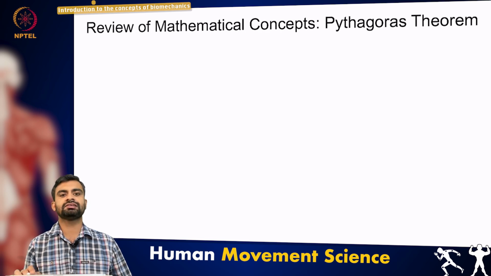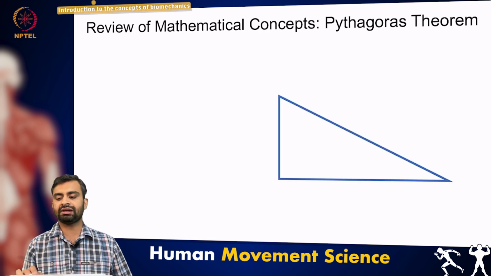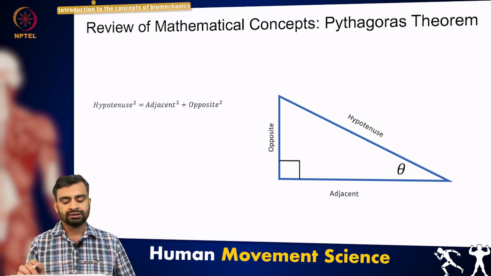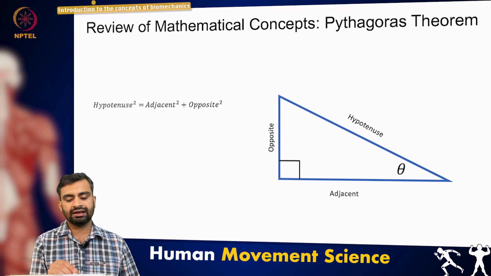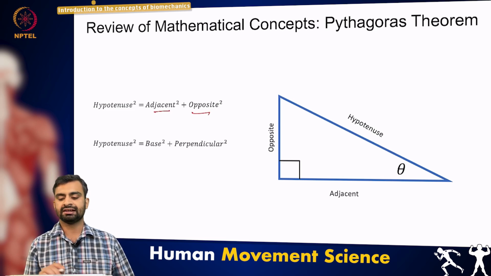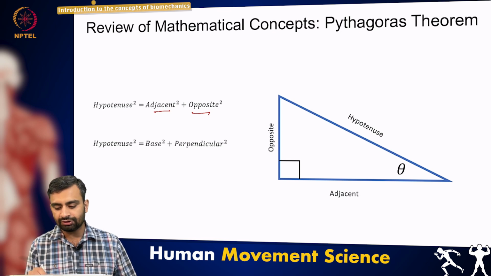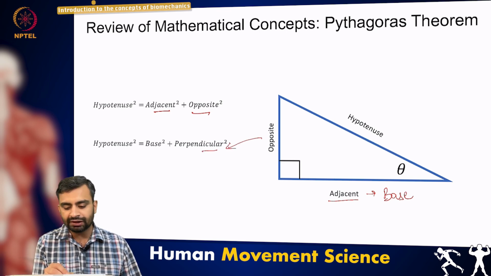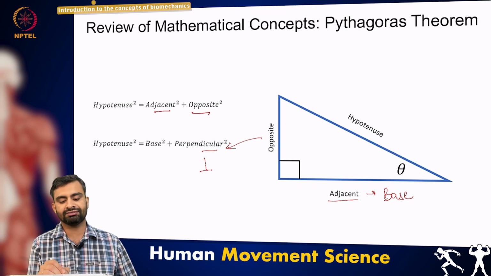The next concept is Pythagoras theorem. It is again applicable in right angle triangles. We have already seen the nomenclature for right angle triangles. According to Pythagoras theorem, the square of the hypotenuse is equal to the sum of the squares of the adjacent side and the opposite side. Sometimes the adjacent side is also known as base and the opposite side is known as perpendicular.